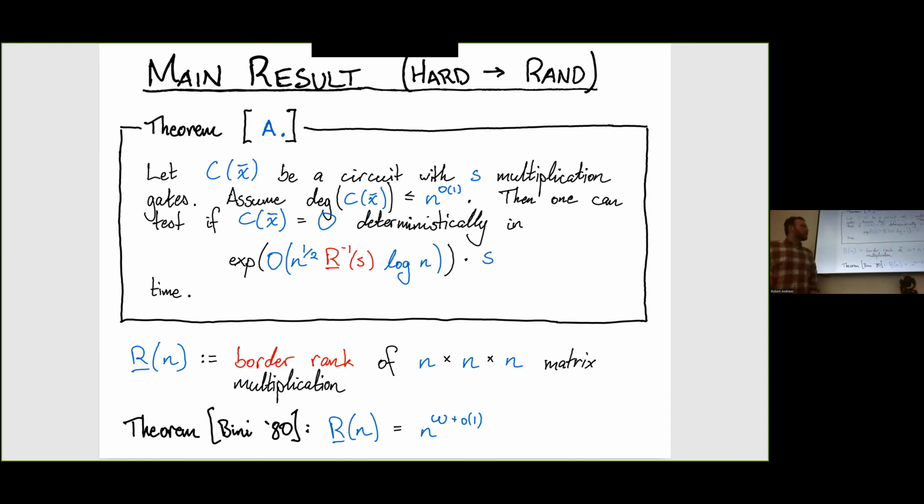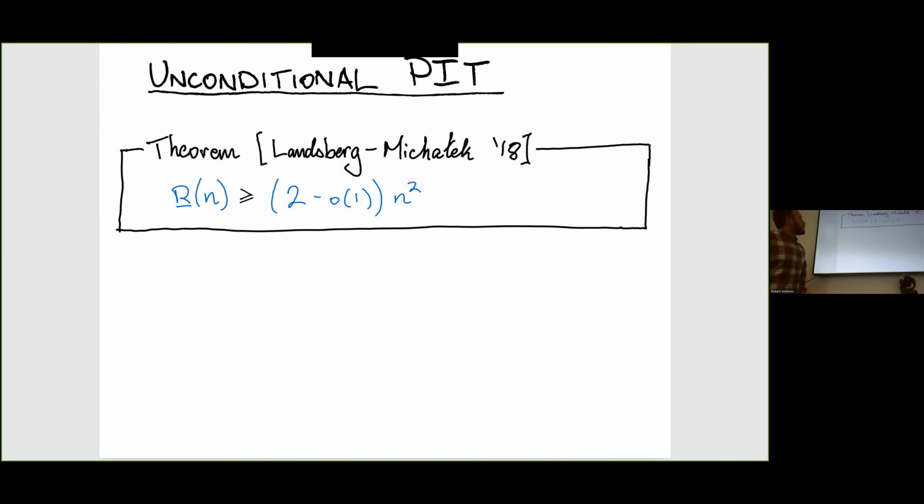I want to say a few more remarks about this. So the first is, what can we say unconditionally? What can we say about unconditional results on PIT? The best lower bound we know on this border rank quantity is about 2 times n squared, and this is only from a few years ago.